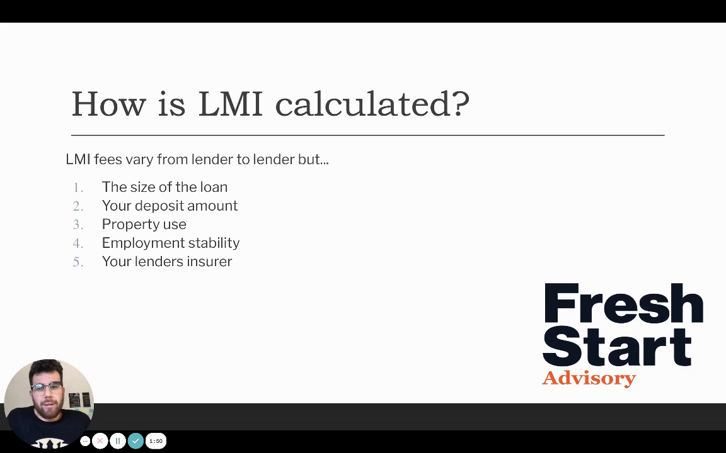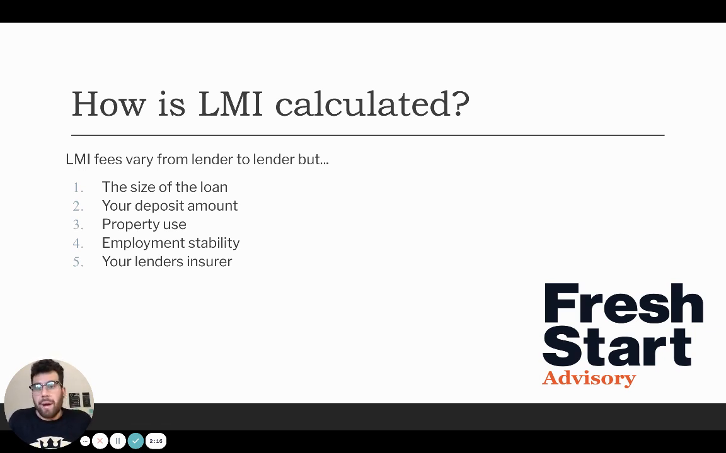So how is it calculated? Every bank is different. Every lender is very different, so they all have different policies. But nine times out of 10, they go by this criteria. They use the size of the loan. The higher the value of the loan, the more the LMI is going to be charged. So it goes off percent formulas. Every bank has different percent formulas, so it can vary.